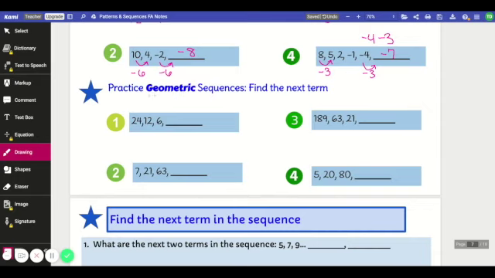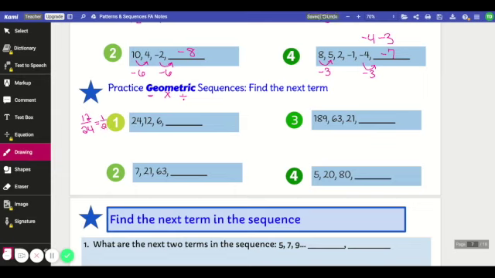Geometric sequences. So geometric lets us know we're either multiplying or dividing. So here, number 1, my sequence is getting smaller. So that means I'm going to divide to find out what I'm going to actually multiply by. 12 divided by 24 is going to give me 1/2.